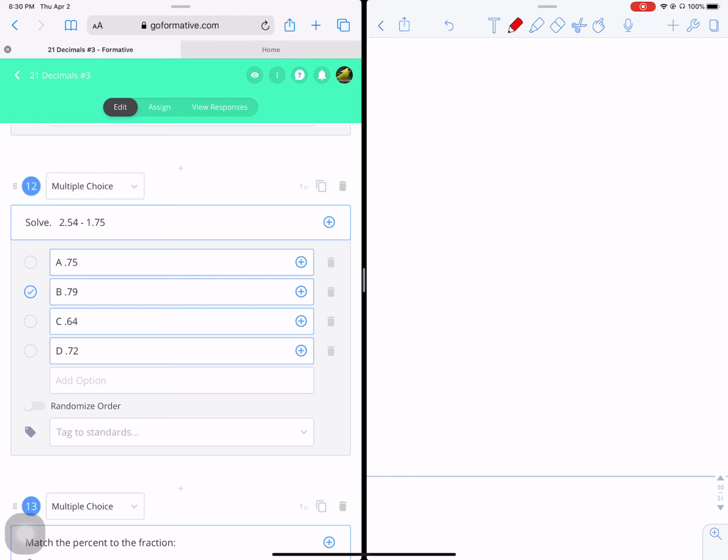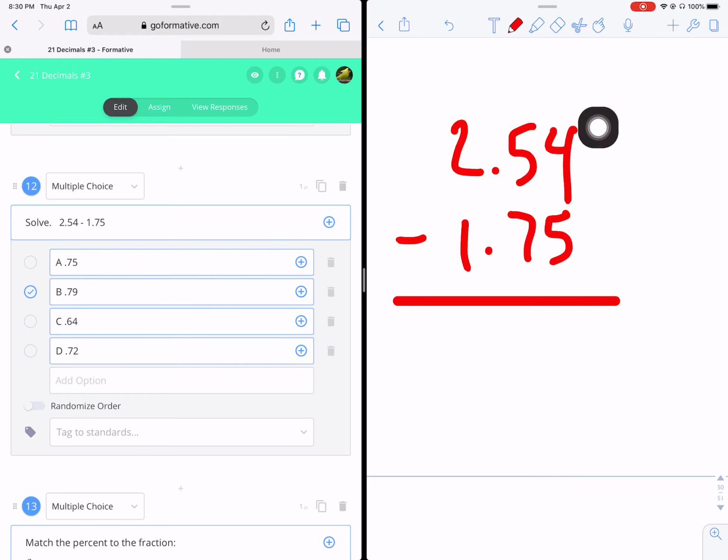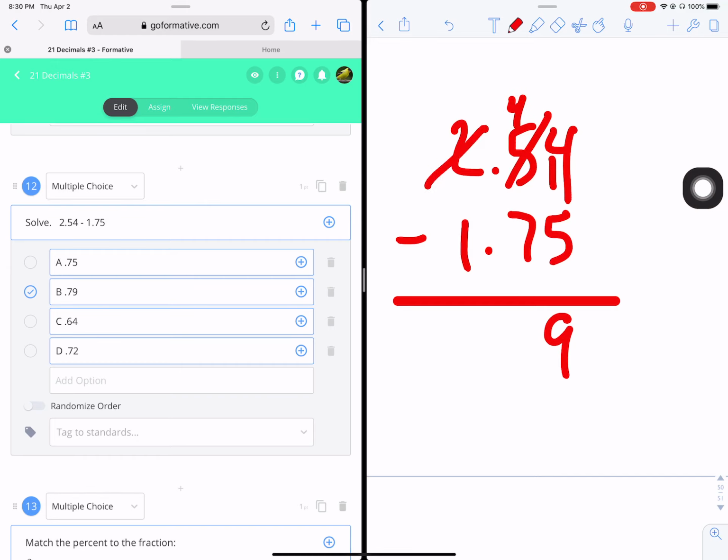Subtraction, got to line the decimals up. 2.54 minus 1.75. Line them up. And now we're subtracting. What's 4 take away 5? We can't do that. So we have to borrow and make this a 4. We're going to borrow that. 14 take away 5 is 9. Now 4 take away 7, can't do that. Got to borrow again. 14 take away 7 is 7. And then you have 1 minus 1 is 0. So we can just leave the answer as 0.79.